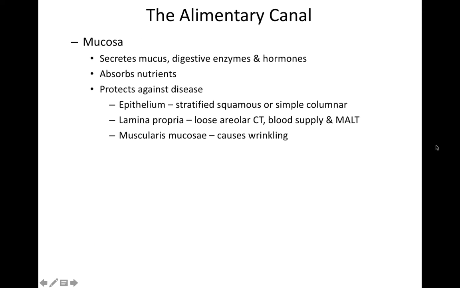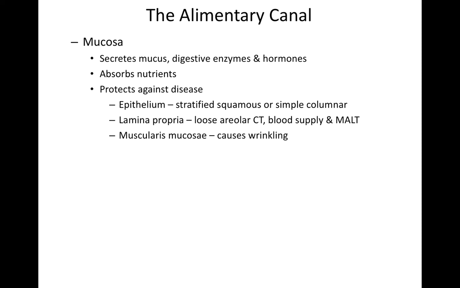Now, basically once we go from the oral cavity into the pharynx and we start into the esophagus, the tube is going to have exactly the same 4 layers all the way through. We're going to see some modifications to the layers as we go, but it's still going to be these same 4 layers, starting with the innermost layer, which is called the mucosa. We're going to secrete mucus from this, digestive enzymes, and hormones. This is what we absorb our nutrients across, and it is going to be protective.